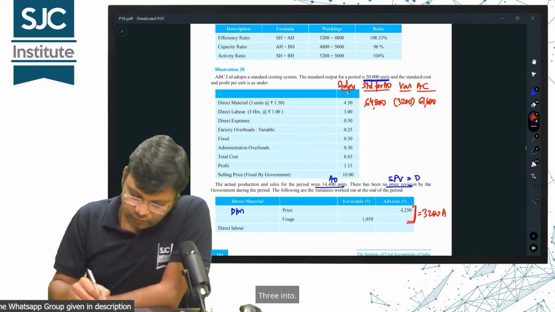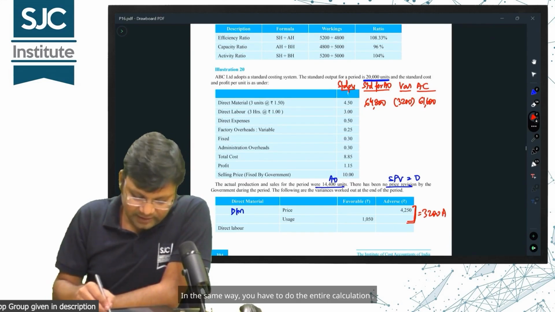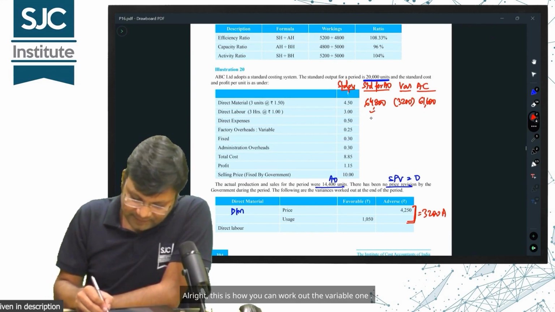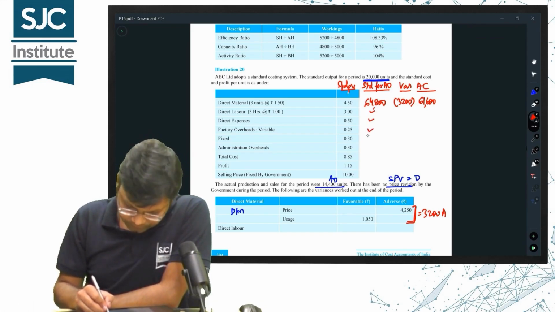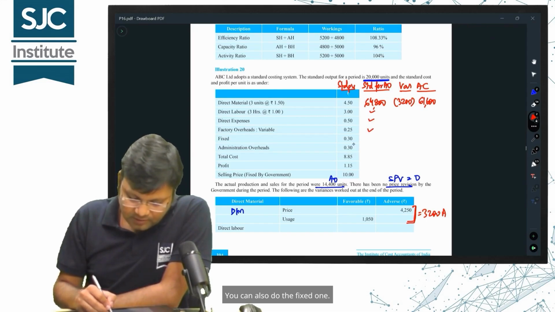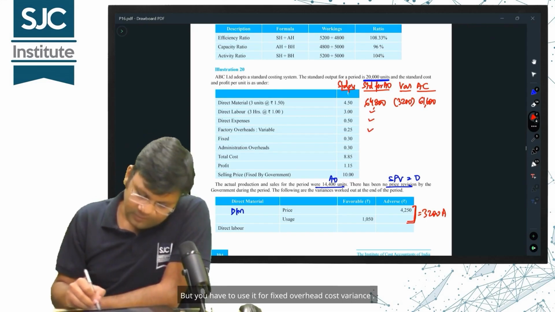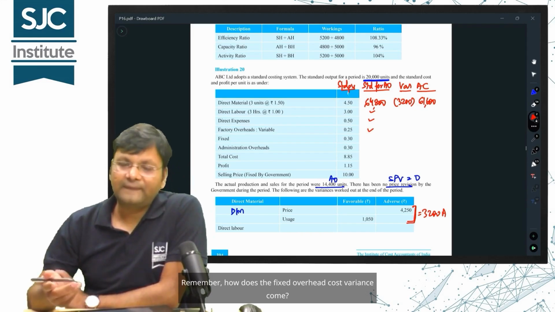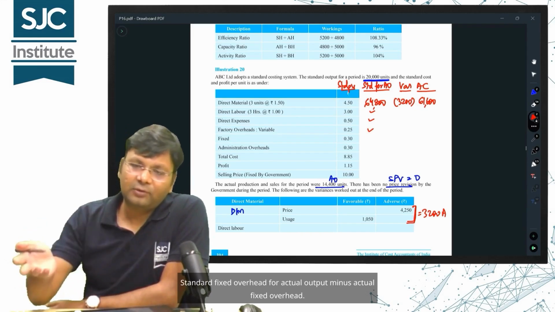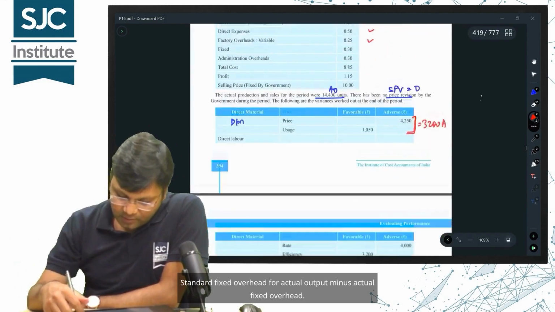3 and 2. In the same way, you have to do the entire calculation. Alright, this is how you can work out the variable one. You can also do the fixed one, but you have to use it for fixed overhead cost variance. Remember, how does the fixed overhead cost variance come? Standard fixed overhead for actual output minus actual fixed overhead.